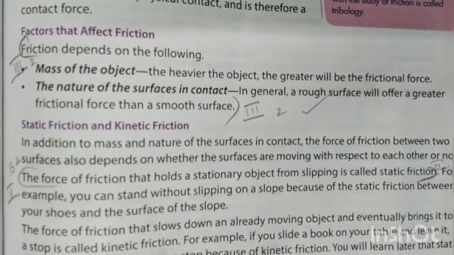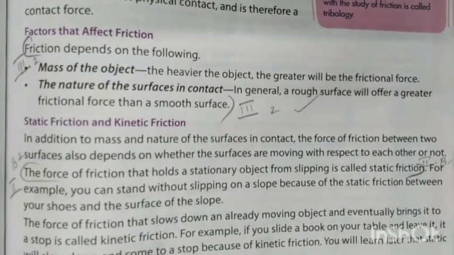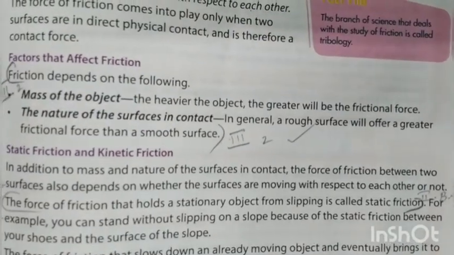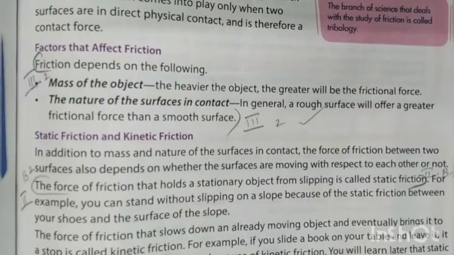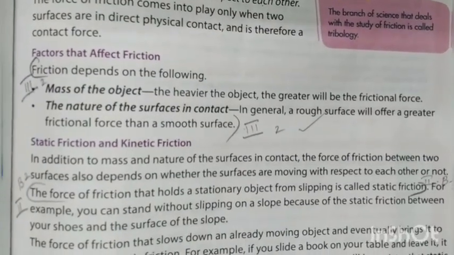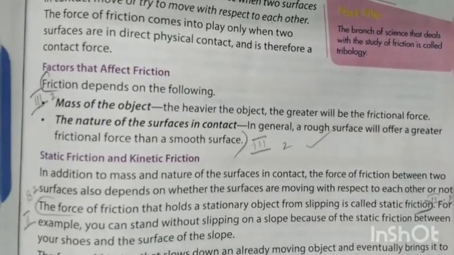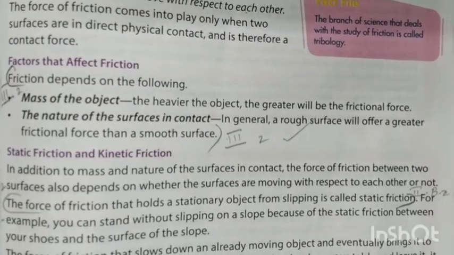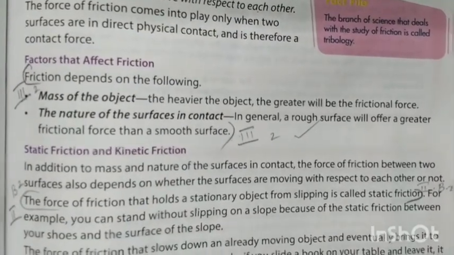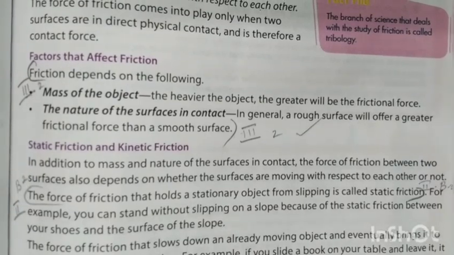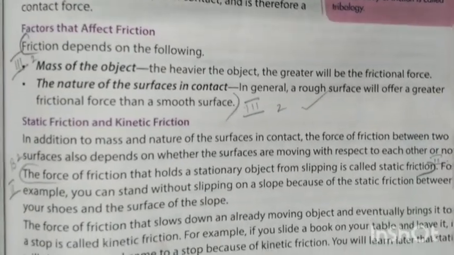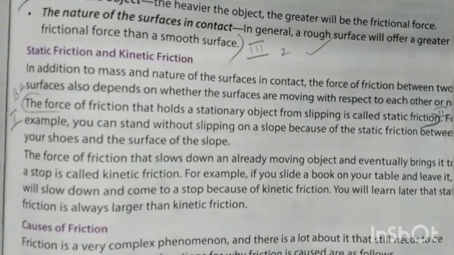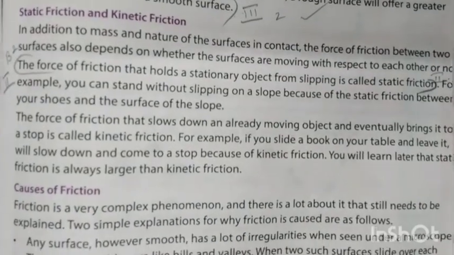So, this is the second factor. There are two factors that affect friction. The first one is the mass of the object, and the second one is the nature of the surfaces in contact. Now, let us see the different types of friction. We will see two types of friction, that is static friction and kinetic friction.